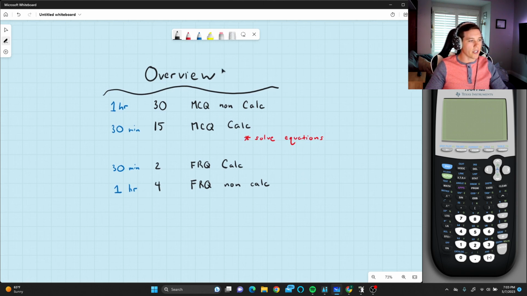So the overview looks like this. You have an hour to do the 30 multiple choice non-calculator. Remember, they are all worth the same and there's no guessing penalty. So spend the time on the ones you know how to do. Don't stress the ones you don't know how to do. Sometimes there are tricky ones. You can go back and work on the ones that you skip, but you should go through and find the ones you have seen before for sure. We've been doing practice in class.